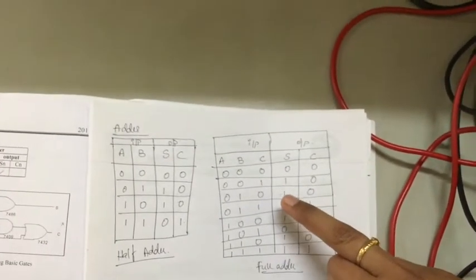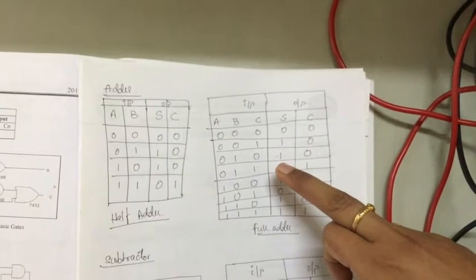Coming to the truth table, this is the full adder truth table. We have 3 inputs, as I told you while we were doing the combinations for the half adder.